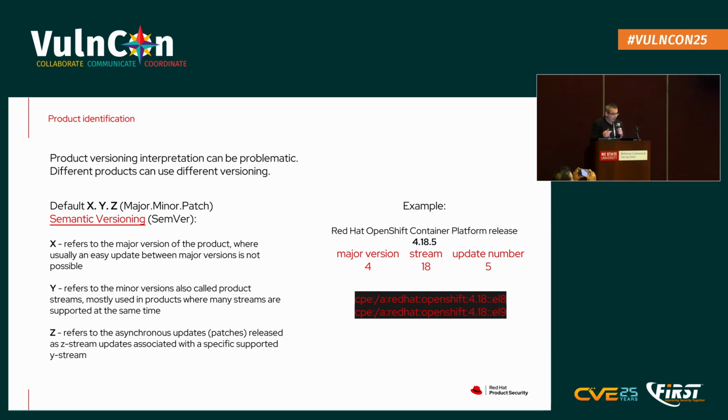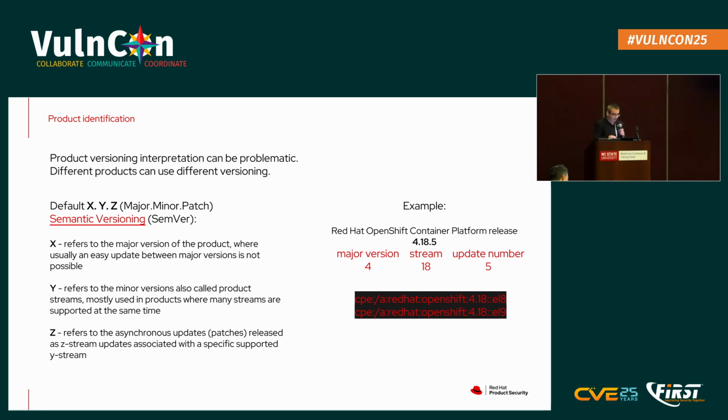Y refers to the minor versions, also called product streams. Updates that go to the Y streams are backward compatible. And in the Red Hat use case, many times one product has multiple Y streams supported at the same time. Z refers to the asynchronous updates, patches that are released as a part of a specific Y stream.